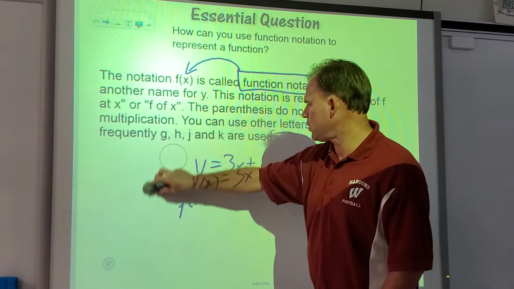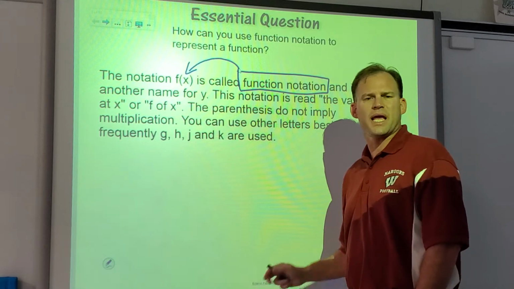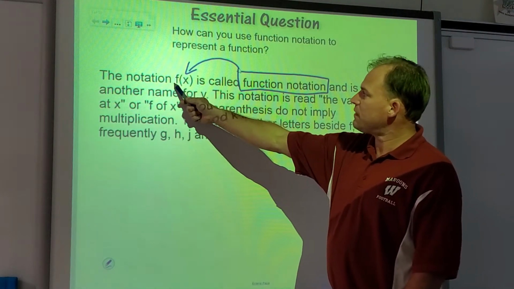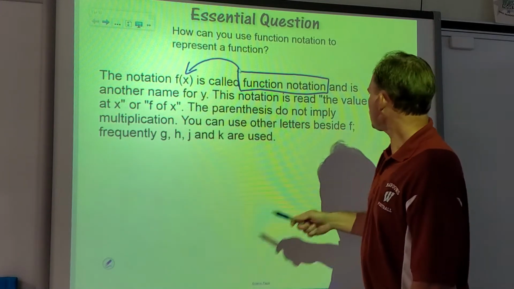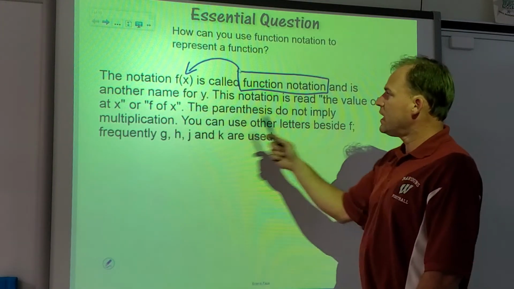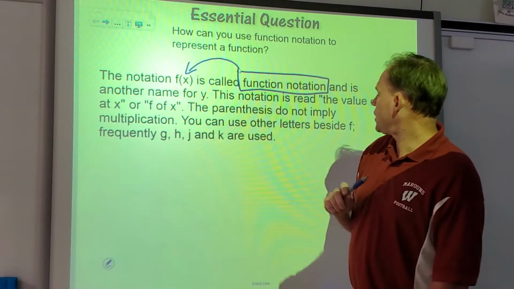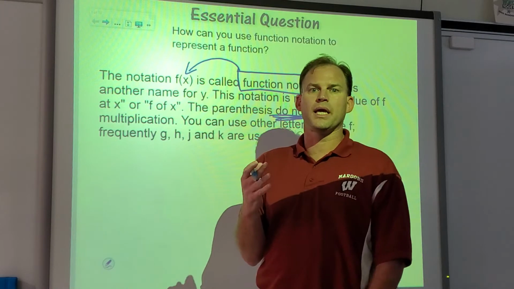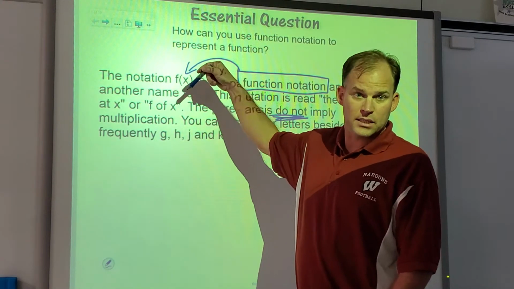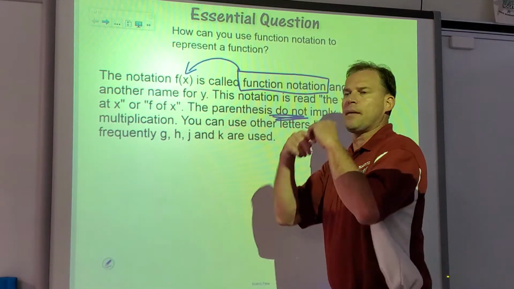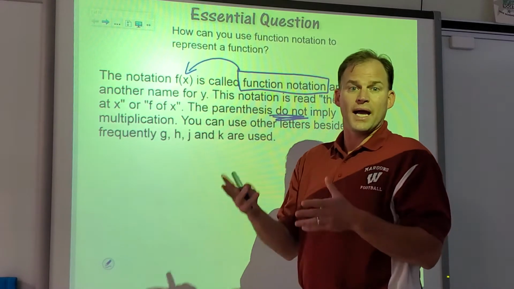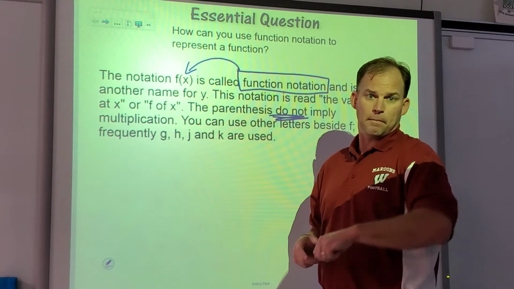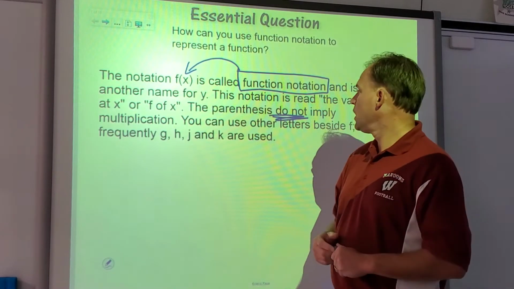So why do we have two other names for the same thing? Well, it comes in handy sometimes. So the way you read this is f of x, or the value of f of x. So that's how you read it. The parentheses do not imply multiplication here. It's not f times x, it's f of x. That means I'm going to plug in a value for x, and I'm going to find the value of that function at that time or at that point.